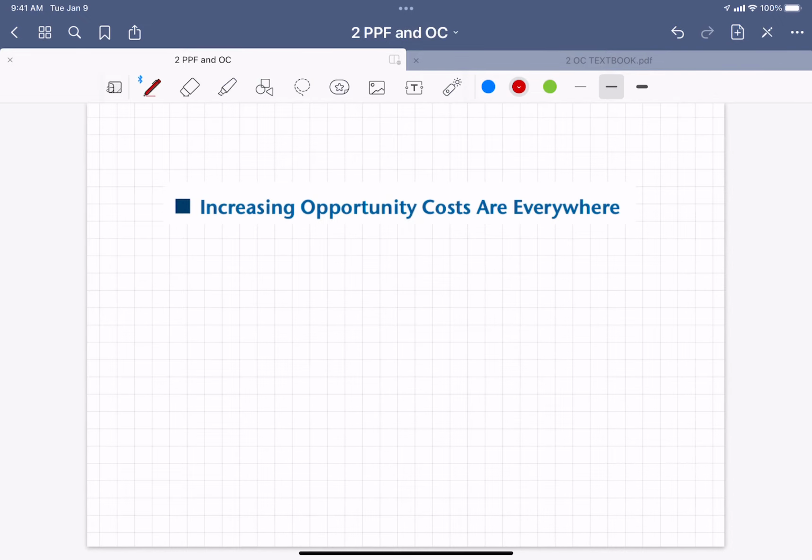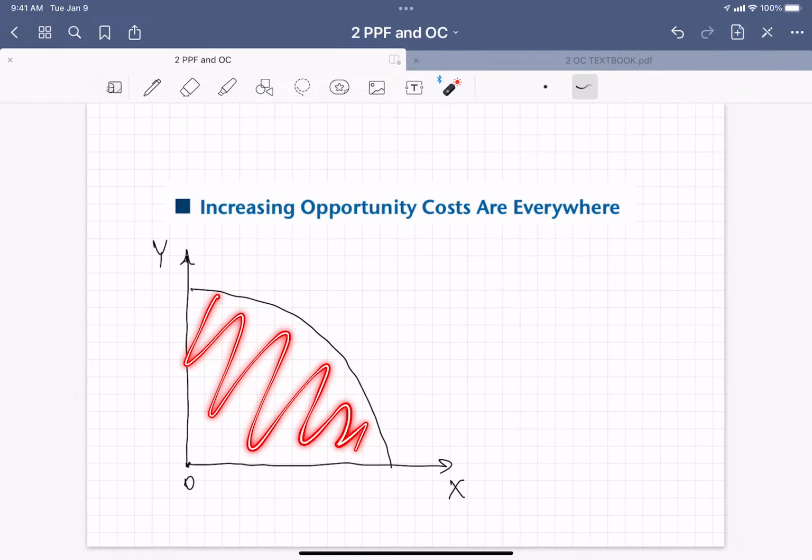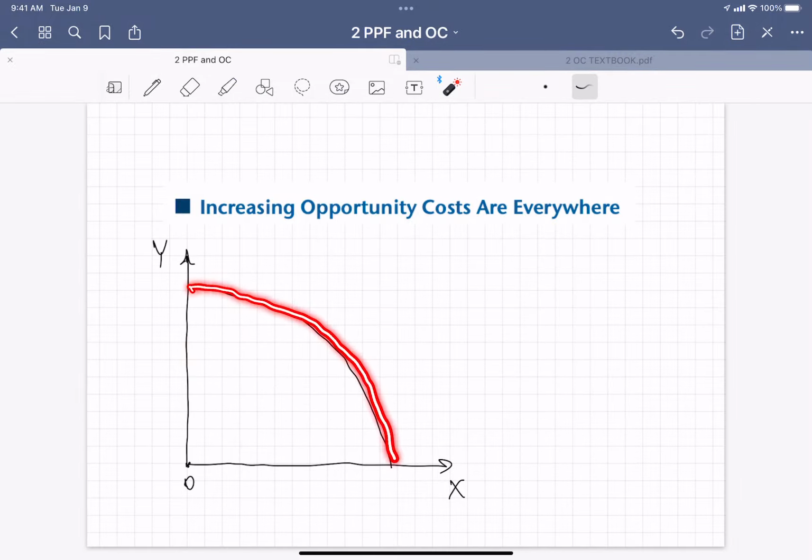Now let's talk about this increasing opportunity cost situation. We're going to look at a PPF diagram that looks more like the one you find in the book. Instead of a nice straight line, what you see in the book is this kind of curve. Again, this is 0, this is the amount of good X, this is the amount of good Y, and the idea is still the same. These points are unfeasible, these points are feasible but inefficient, so that brings us to this PPF curve.